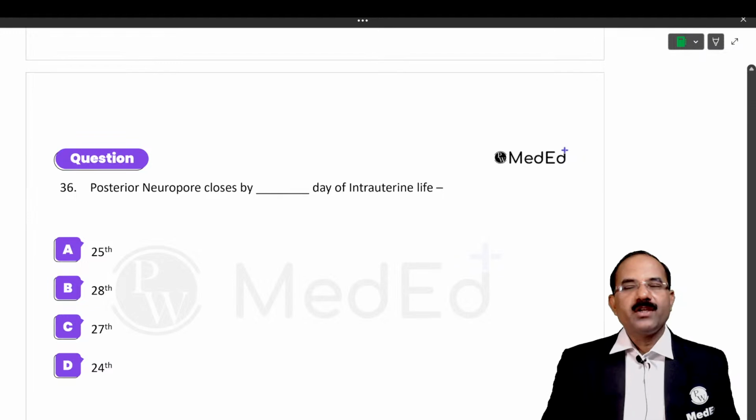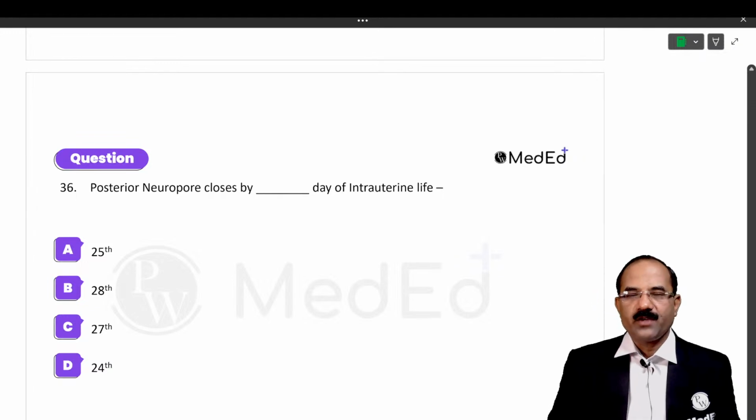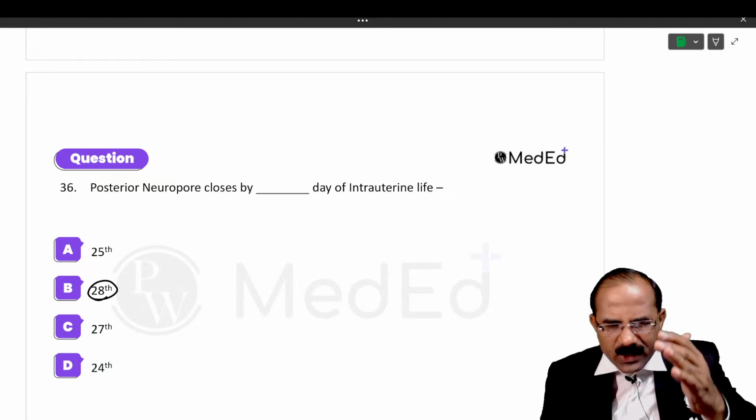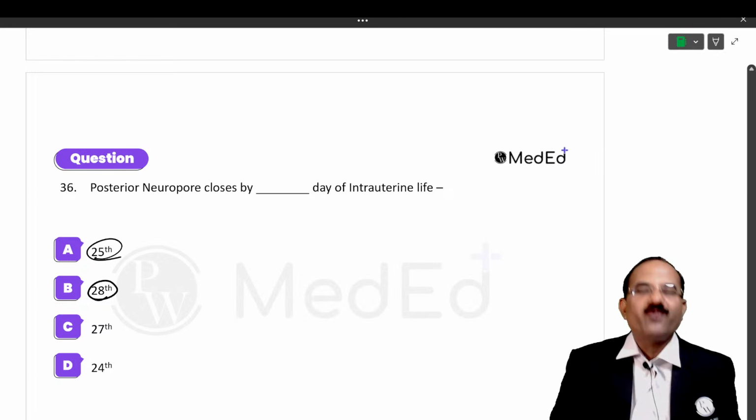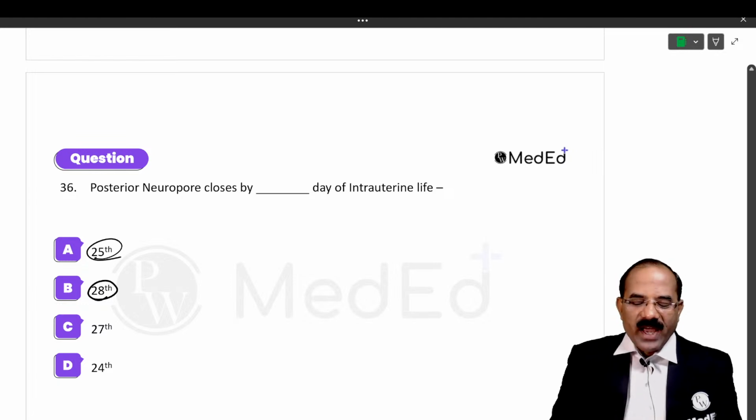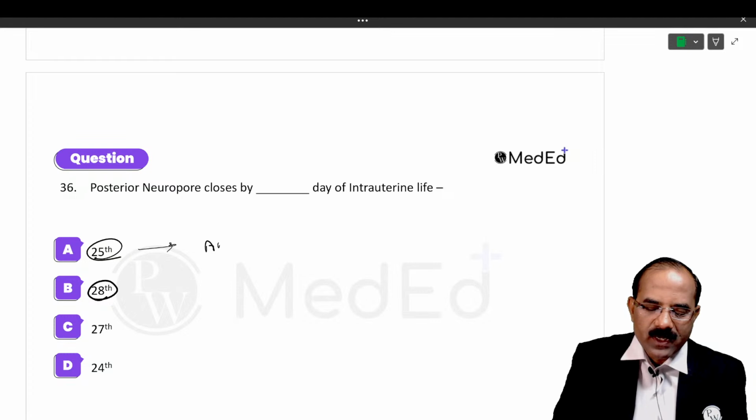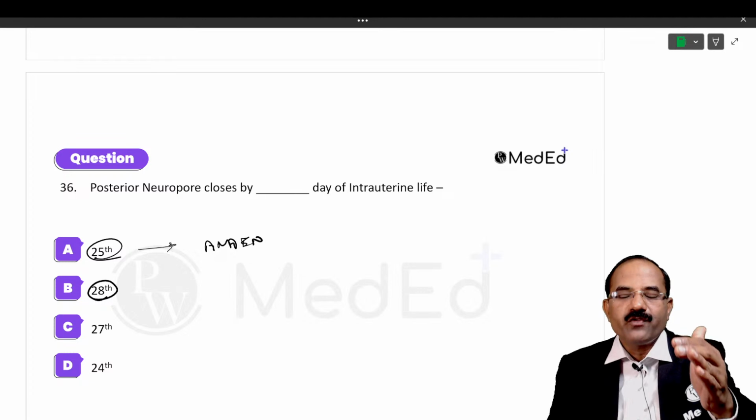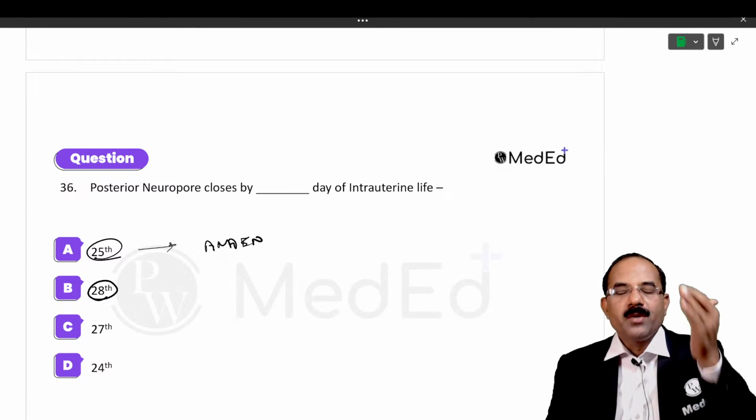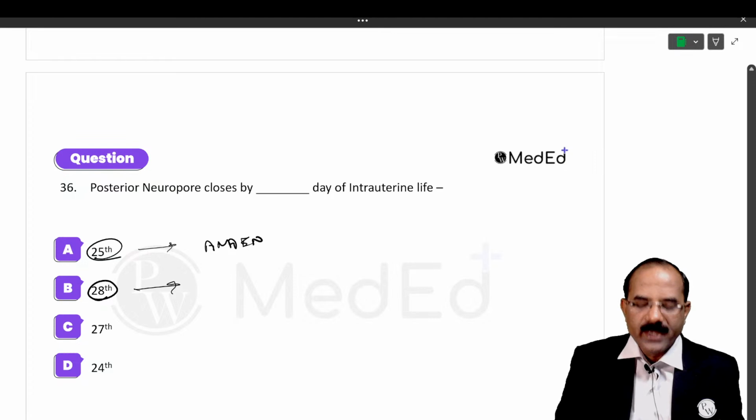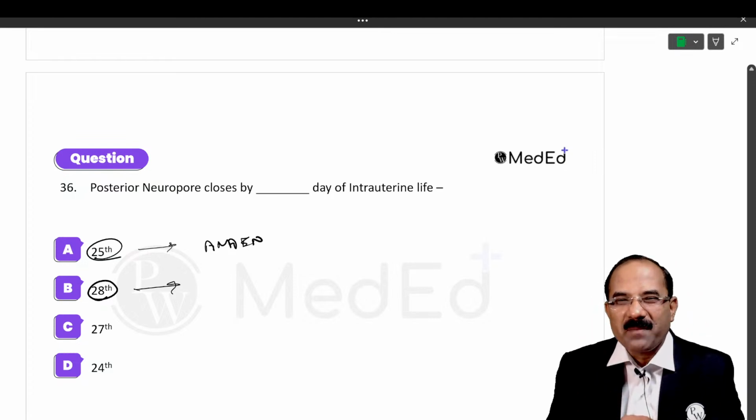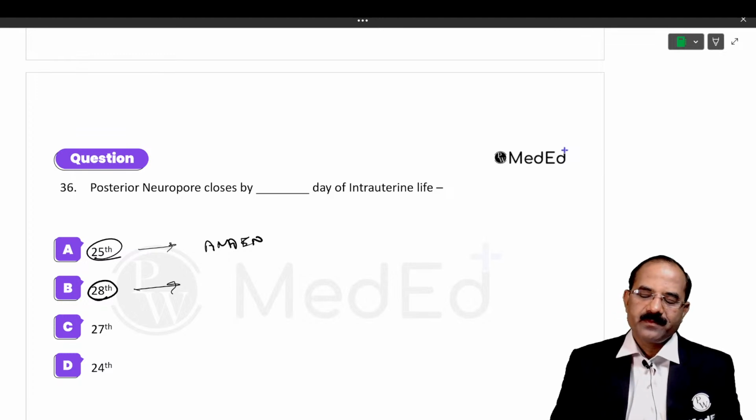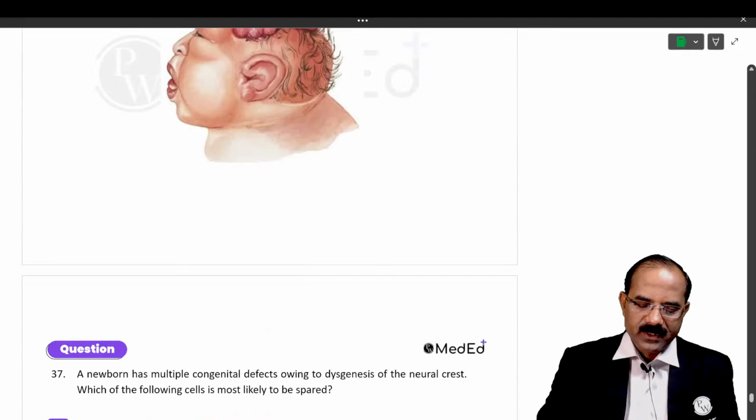Can you answer this? Posterior neuropore closes by dash day of intrauterine life. Posterior neuropore closes by 28th day of intrauterine life. The anterior neuropore closes by 25th day of intrauterine life. Yes, if the anterior neuropore does not close, it results in anencephaly. है ना? Anencephaly. Anterior neuropore closes by 25th day. If it does not close, anencephaly. Posterior neuropore closes by 28th day. अगर ये close नहीं होगा, what happens बच्चा? Spina bifida, spina bifida. Okay, so just remember that.